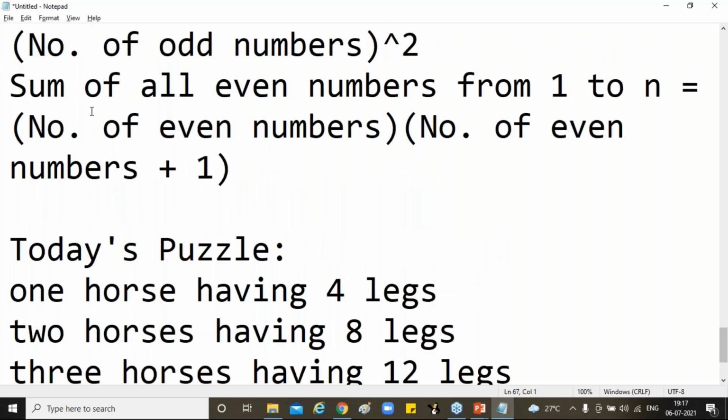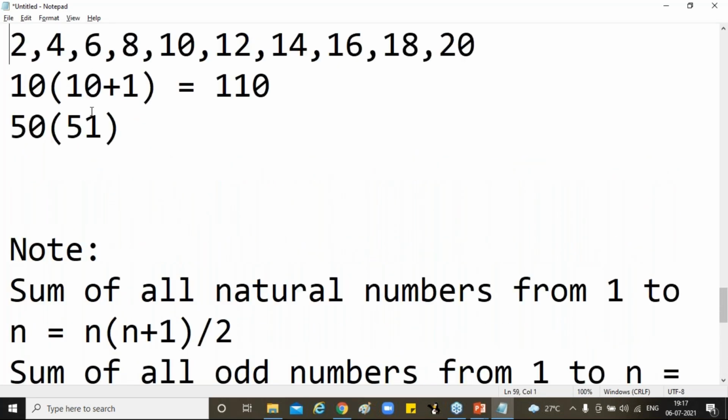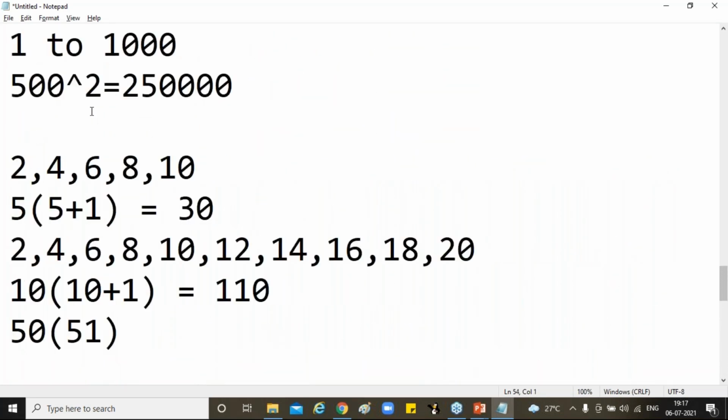So here, why are you taking up to 1000 or up to 999? They asked only 999. Up to 999 or up to 1000, the number of odd numbers is the same.